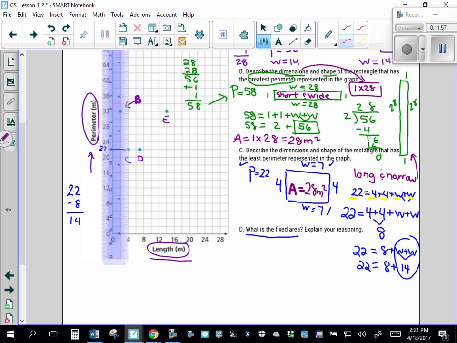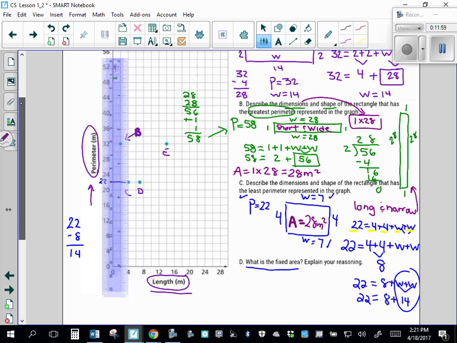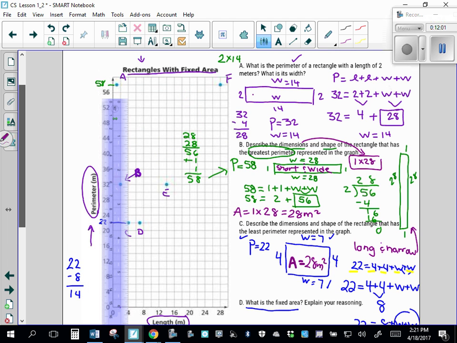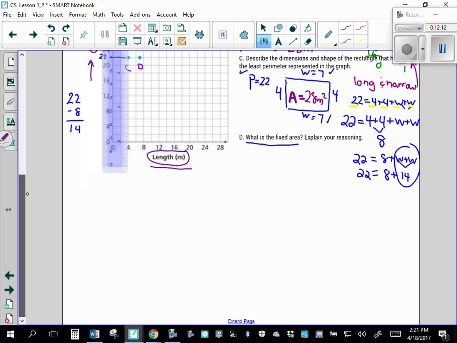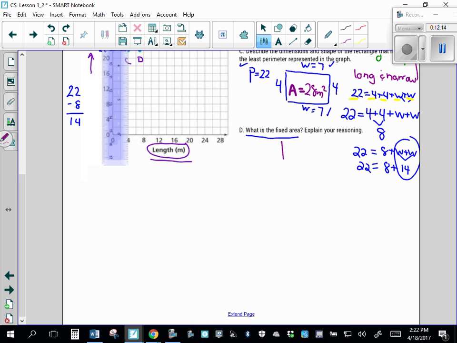Oh, so they're all 28. They're all 28, because up here, the area is 2 times 14, right? Yeah. Which is still 28 meters squared. So all of them are 28. So that's what fixed area means. The fixed area is 28 meters squared.